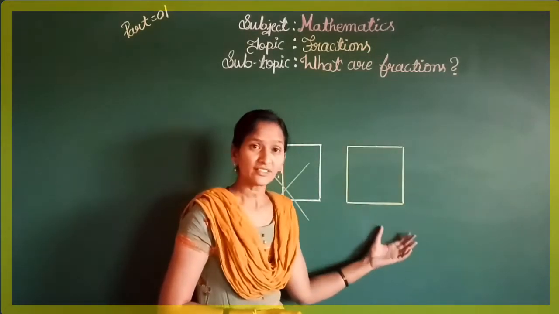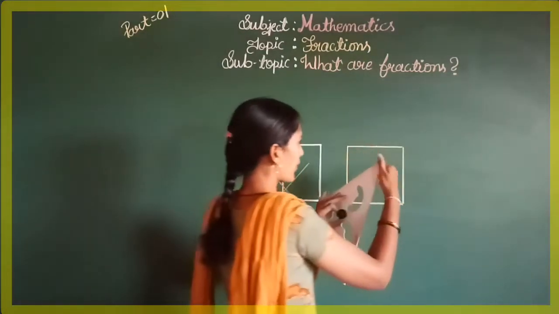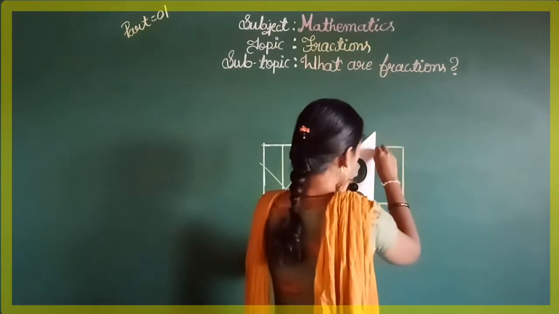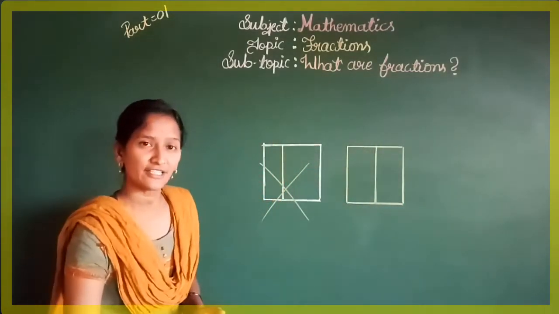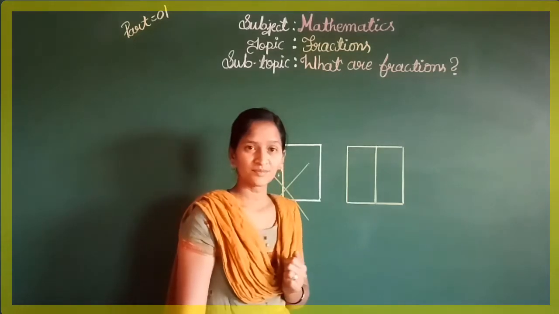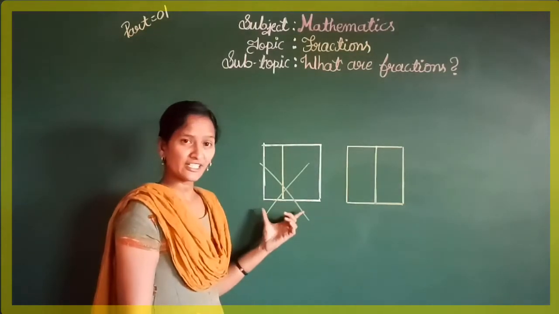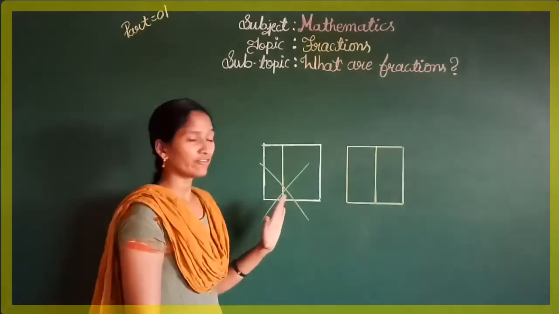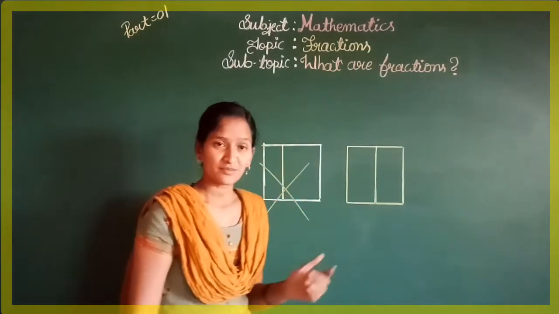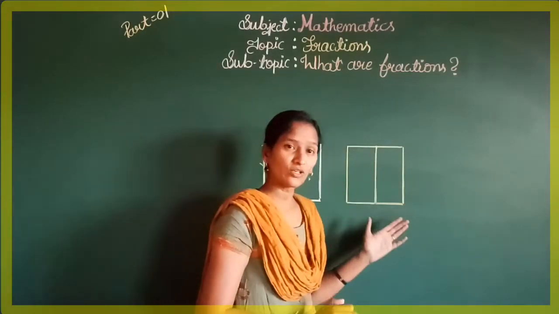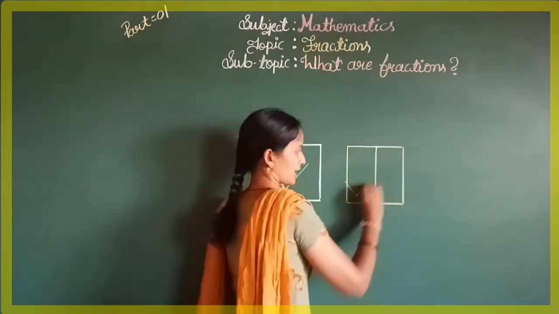Yes, the same square, now I am dividing equally. All of you observe here. With the help of a scale, I am dividing the whole square into 2 equal parts. Now you tell me, are they equal? Yes, they are equal. But in the previous picture, they are not equal. So that is not a fraction, and this is a fraction. Okay. So fractions means parts or pieces of a whole, and the pieces must be equal. So it is a fraction.